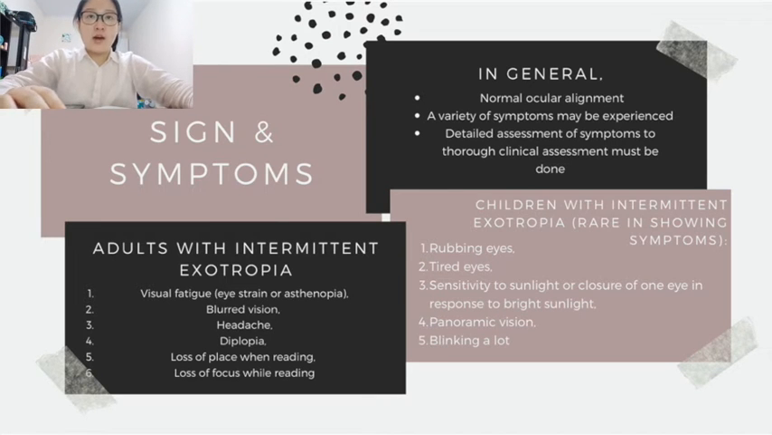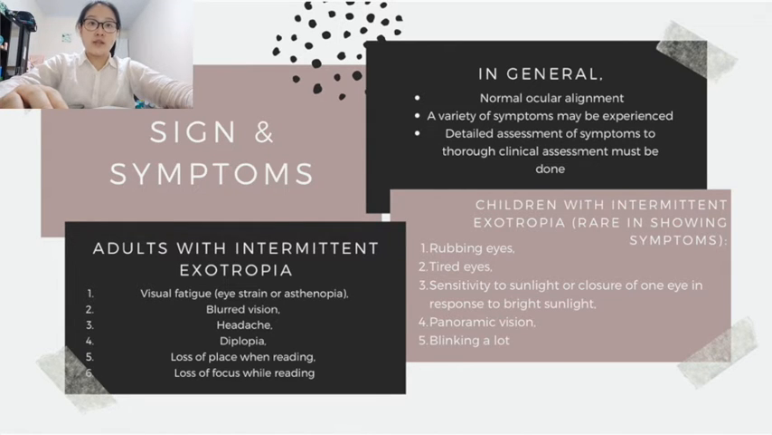Adults with intermittent exotropia most commonly experience visual fatigue. Eyes with intermittent exotropia need more convergence and accommodation than normal eyes to maintain binocular vision. Therefore, visual fatigue is not uncommon. Other than that, blurred vision, headache, diplopia, loss of place when reading, and loss of focus while reading could also happen.